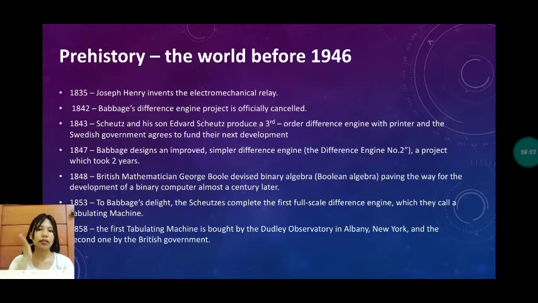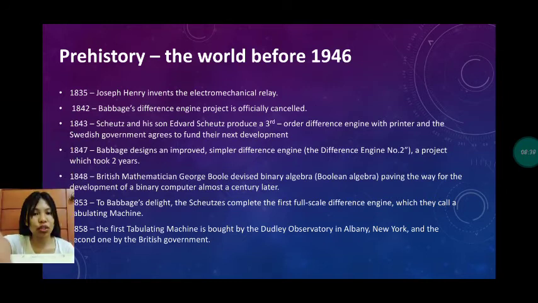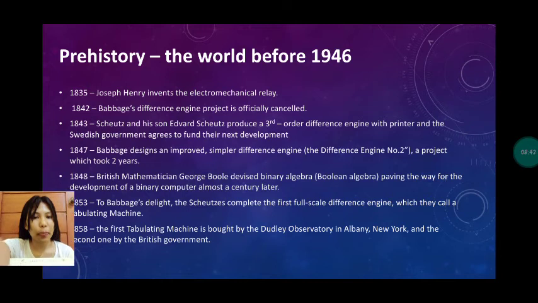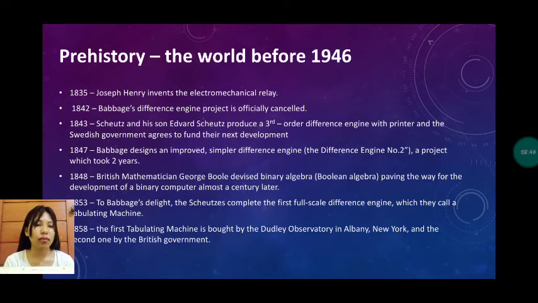So in 1848, British mathematician George Boole devised binary algebra, Boolean algebra, paving the way for the development of a binary computer almost a century later. In 1853, the Scheutzes complete the first full-scale difference engine, which they call a tabulating machine. In 1856, the first tabulating machine is bought by the Dudley Observatory in Albany, New York, and the second one by the British government.